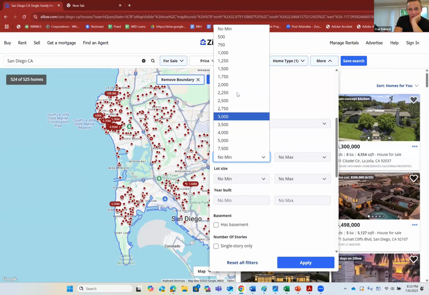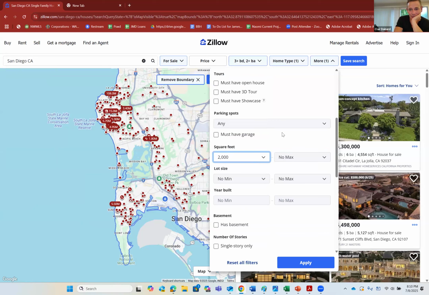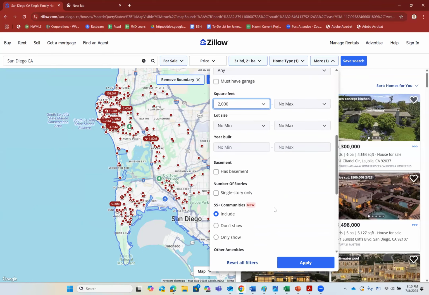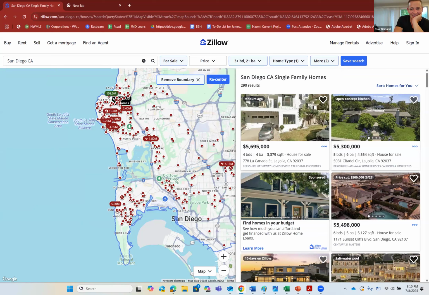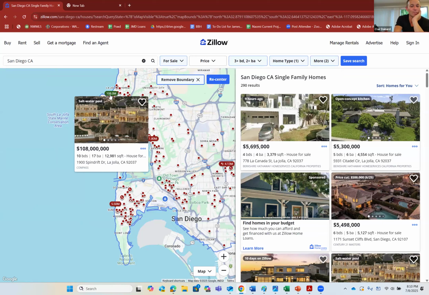Square footage. Let's do this. I'm going to go 2,000 square feet and above. And there's one in the top corner there for 108 million? Jesus. Wow. 108 million. Wow, look at that thing. Oh, I found your house.